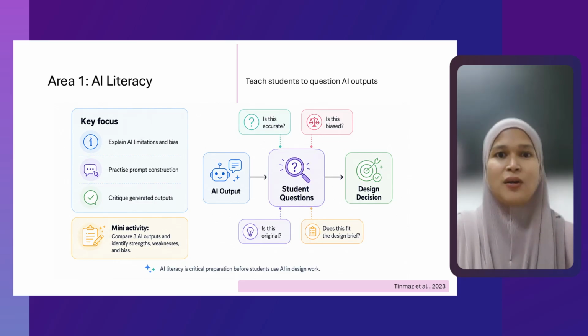In a design course, AI literacy should not be limited to technical training. It should also involve critical questioning. For example, students can be asked to compare several AI-generated outputs and discuss which ones are useful, which ones are problematic, and why. Through this activity, students learn that AI outputs require interpretation, evaluation, and transformation by the designer.